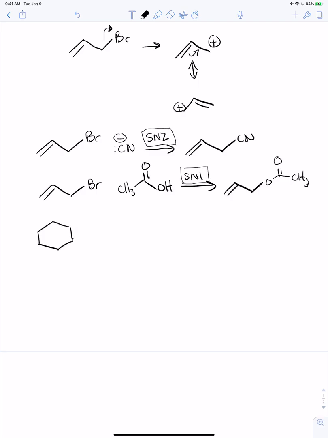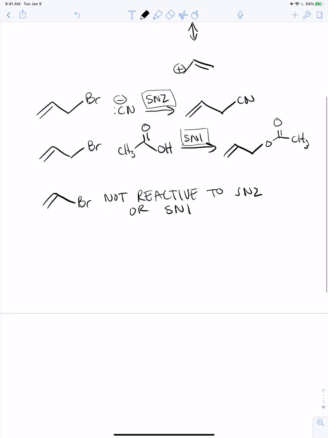Be careful that you don't confuse allylic with vinylic. So remember, the vinyl position is right here. This one we just don't see go through anything. If you try and react this with a nucleophile, we just don't really get any reaction. It's not reactive to SN2 or SN1. So the leaving group has to be on an sp3 hybridized carbon.